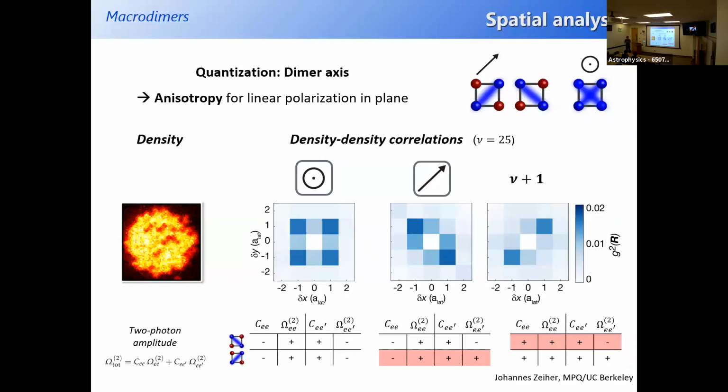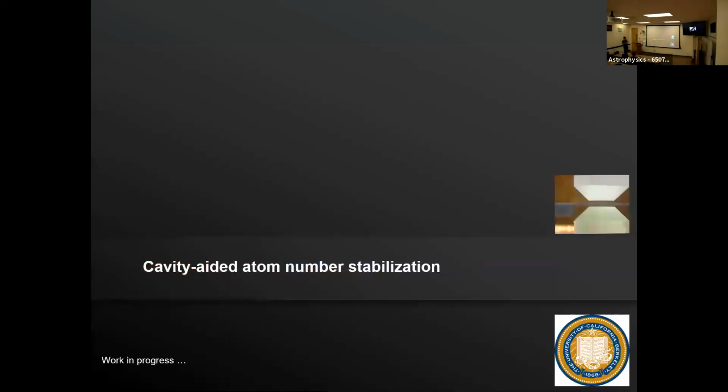Good. I think there's not too much time, but I'll very briefly touch upon the last thing, which is work that we've done recently in Berkeley. It's actually very different conceptually. It's work in progress, so it's very preliminary, but I just want to present briefly the idea. What I'm going to talk about now has nothing to do with Rydberg atoms. It has nothing to do with optical lattices. It's just a cold gas of atoms in an optical cavity.